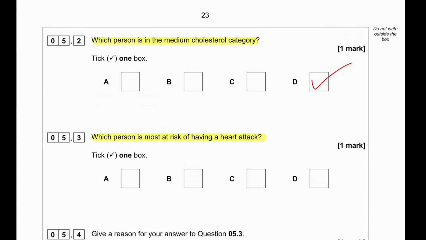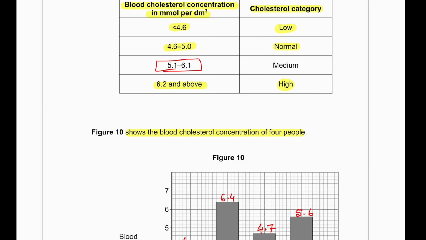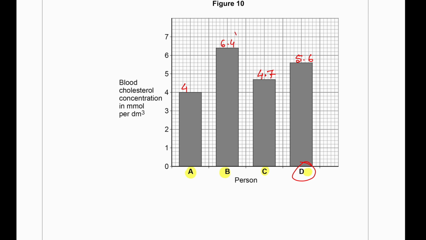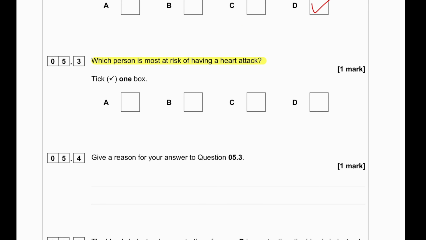The person who has the highest cholesterol level would be at most risk. So cholesterol category 6.2 and above would be at a high risk of heart attack. Person D has more than that. Person B has more than that. So person B will be at a higher risk of heart attack.